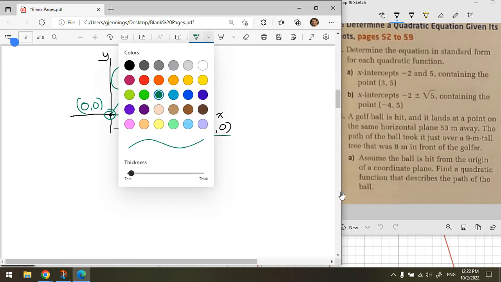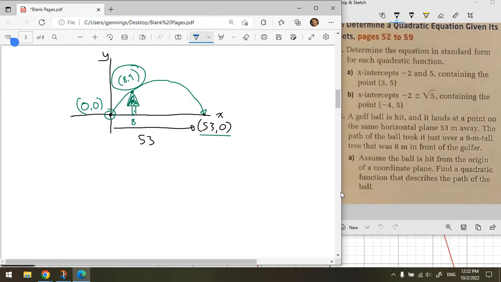All right, so how are we going to do that? Well, same as we've been doing. We know that the path of the ball is some kind of function, and it's equal to a multiplied by x minus r times x minus s.